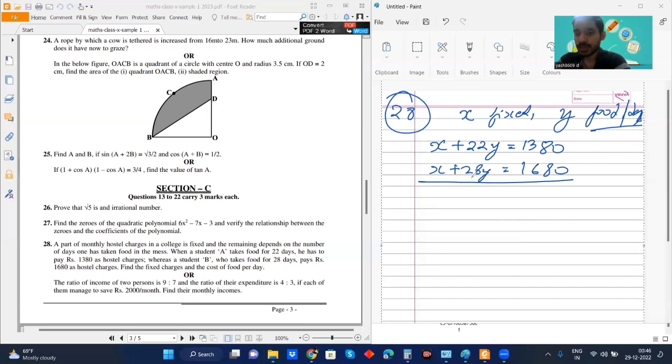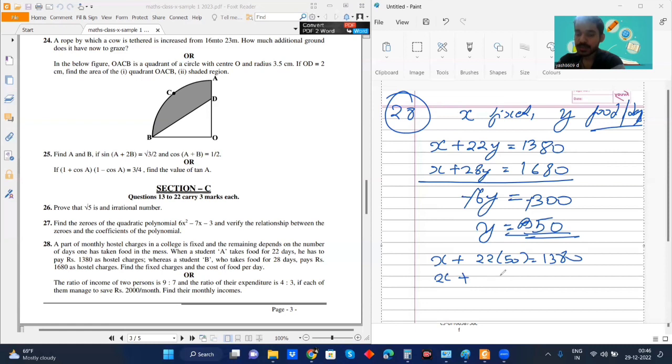I will simply subtract. So if I subtract, I get negative 6y is equal to 300 minus 300. So 6y equals 300, y equals 300 by 6, which comes out to be 50. Therefore, for 1 day, they are charging 50 rupees for food. I will substitute the value in the first equation. So x plus 22 times 50 is equal to 1380. x plus 22 into 50, which is 1100, is equal to 1380. x equals 1380 minus 1100, which is 280 rupees. This is the fixed hostel charge.